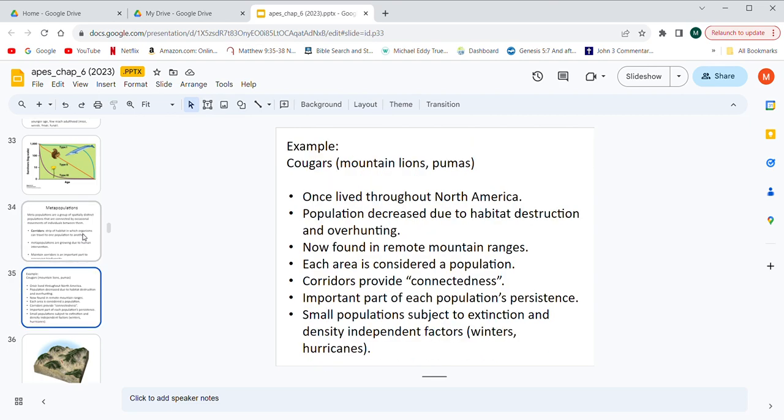A good example of this is cougars. Cougars actually used to roam southern Illinois, and they're found in southern parts of Missouri now. That's about as high up as they get. Really, Illinois is completely devoid of them.